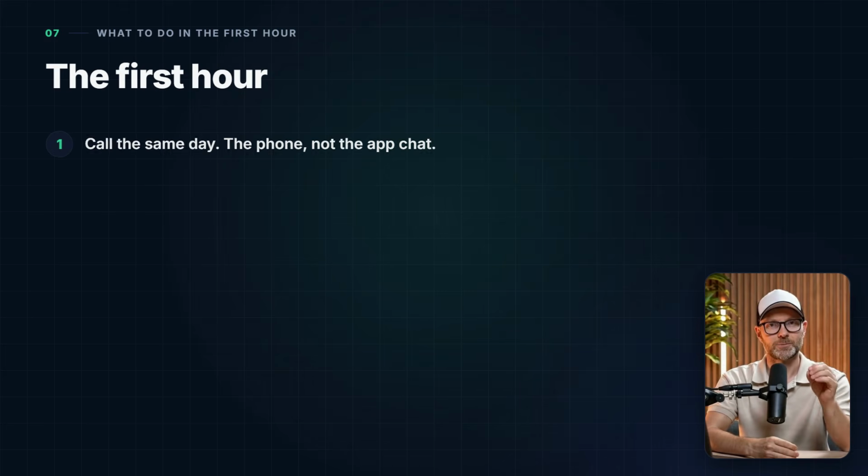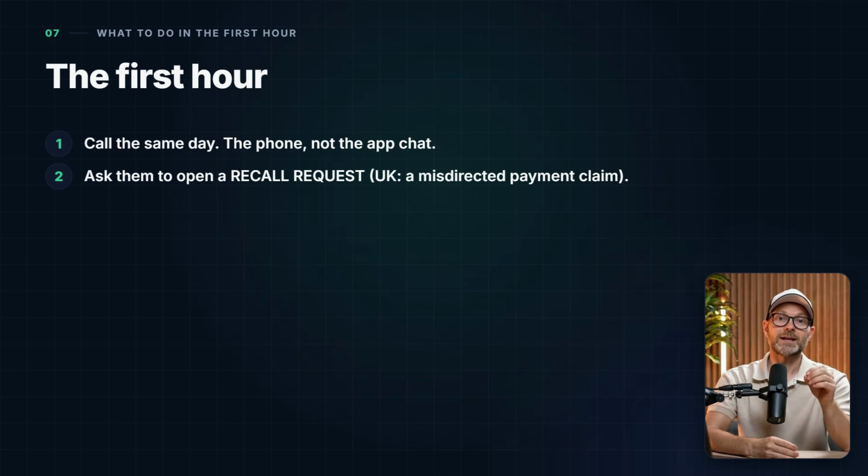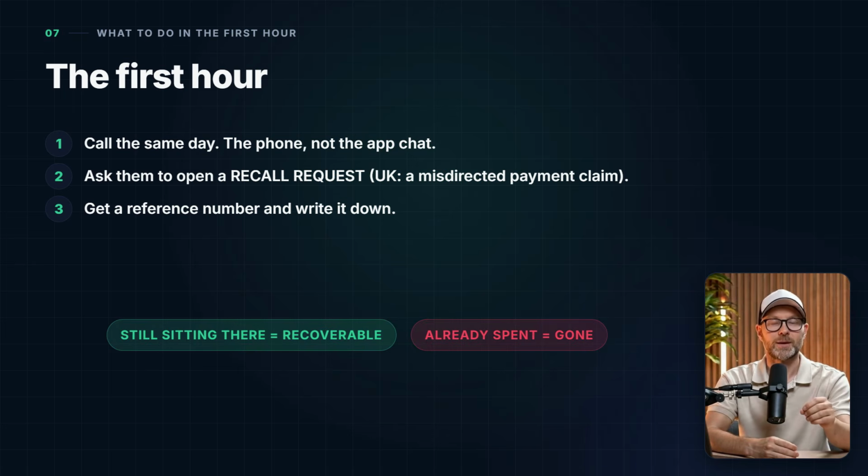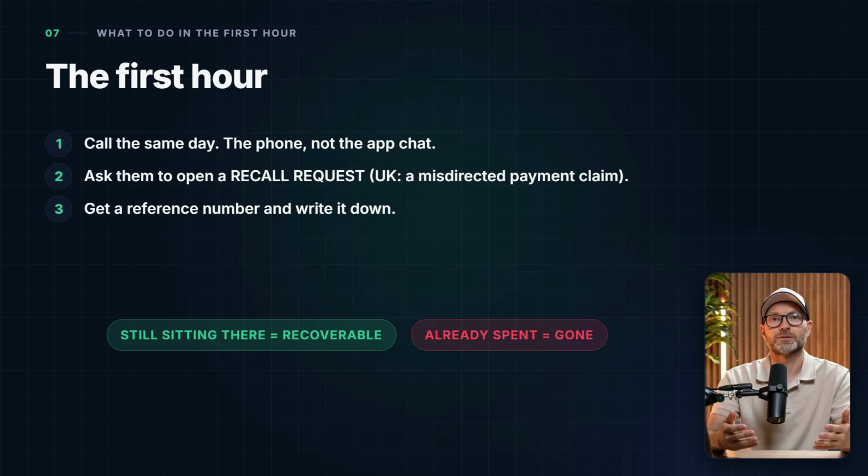None of which helps if the money already left. So let us be practical. Call your bank the same day. Not the app chat, the phone. Ask them to open a recall request, or in Britain, a misdirected payment claim. Speed beats everything else you can do, because a balance that still holds your money is recoverable and a spent one is not. Get a reference number and write it down.